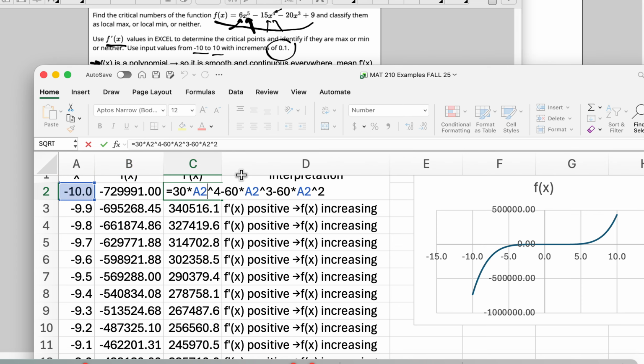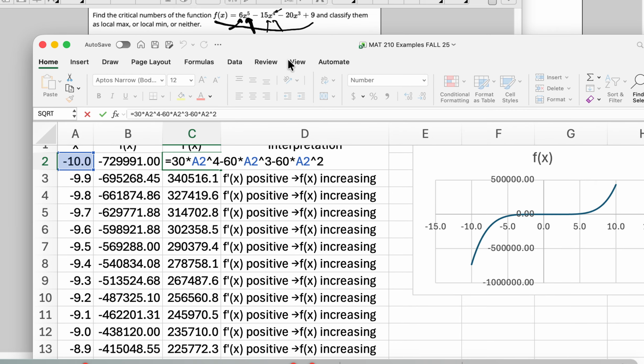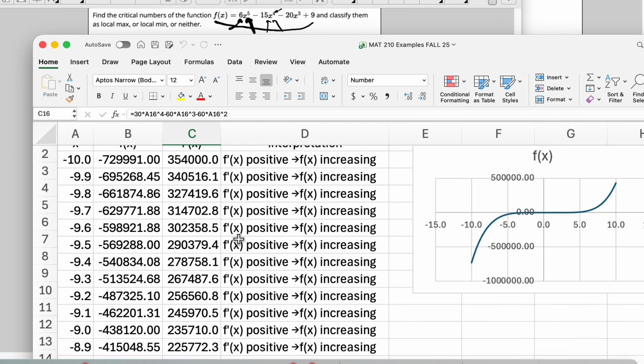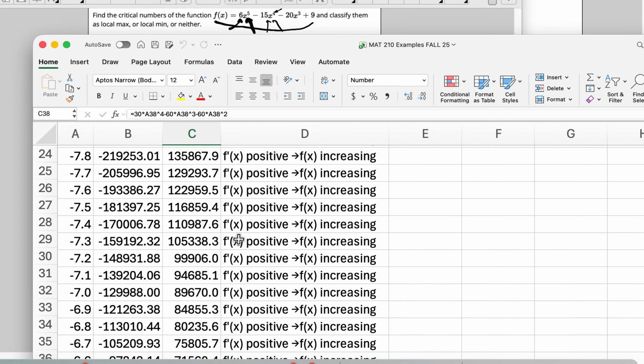And then I typed in my derivative function. Here's my derivative, 30x to the fourth minus 60x cubed minus 60x squared. And that's what I have here. I just typed it in using cell referencing. Here's where my x values are, and I copied all those functions down. So I can see here that my derivative is positive. When my derivative is positive, it means that f of x is increasing.